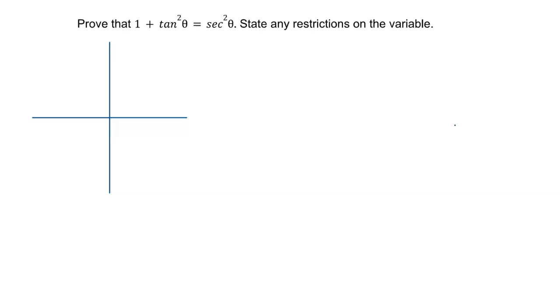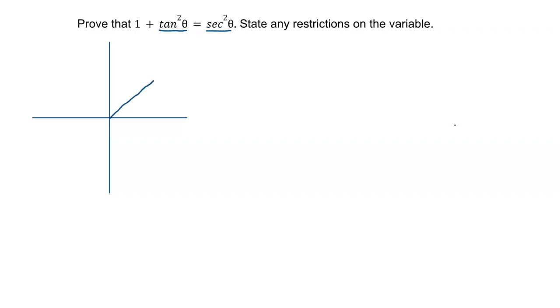This question says, prove that 1 plus tan squared theta is equal to secant squared theta. State any restrictions on the variable. Now you'll notice here I have tan and secant. Those are trig ratios, which suggests to me that I can go back to the first principles definition of any angle in terms of x, y, and the length of the terminal arm, r.